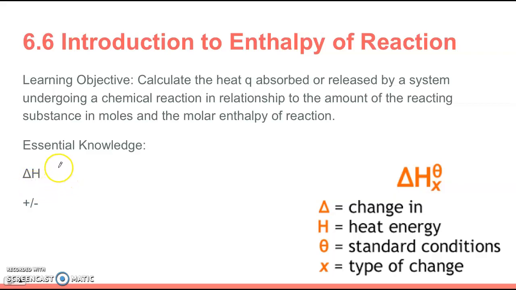Delta H is the change in enthalpy for a system. What that means is it's referring to heat flow. So when you see delta H, it's talking about heat flow, as in how much and which direction. The units for delta H are generally in kilojoules per mole.